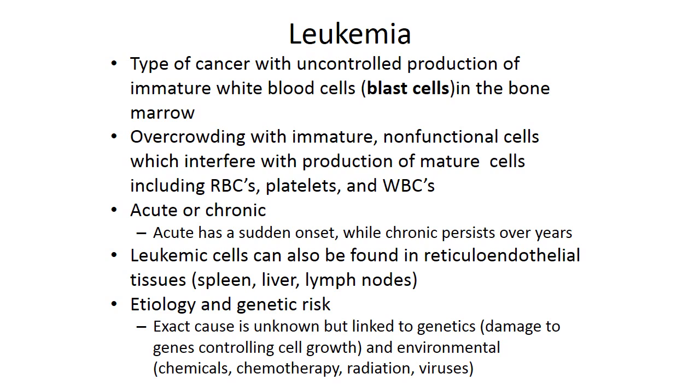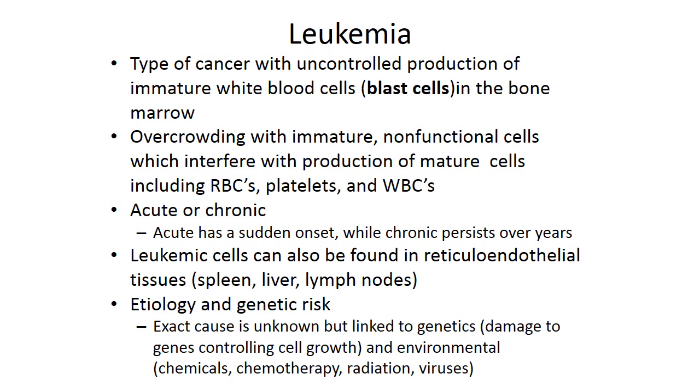Leukemia can be seen in different populations and different age ranges, but commonly we hear of leukemia spreading in the younger populations. It can be acute or chronic. Acute leukemia has a sudden onset, while chronic persists over years. These leukemic cells, the immature white blood cells or blast cells, interfere with our normal production of mature cells and can also spread into different tissues, into the reticuloendothelial tissues, such as our spleen, liver, and lymph nodes, and can cause different signs and symptoms according to where they spread.